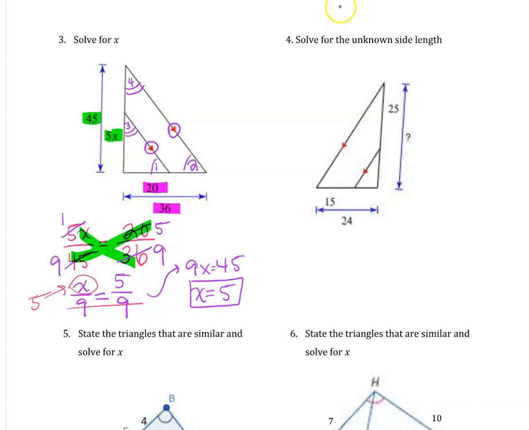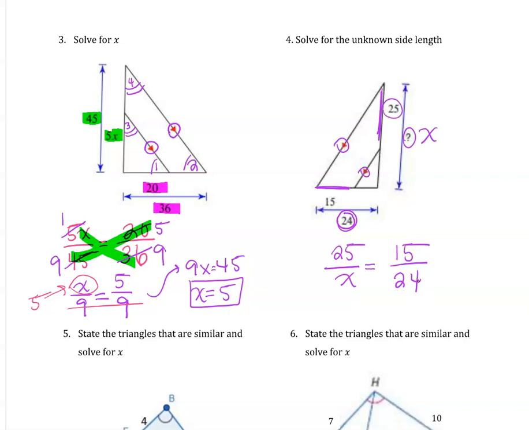Okay, so same idea over here at 4. These are parallel, so that means that the small triangle and the big triangle will be similar. So that means I can compare the 25, which is this part right here, to the whole, let's call that x, as well as the 15 to the whole. Okay. So I can do this. Again, make sure you're doing the same corresponding order.